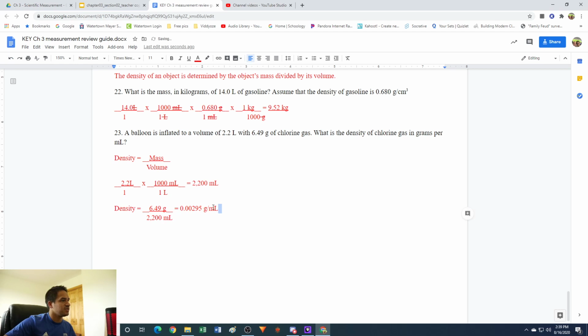2 sig figs would be 0.00, and then this 9 is going to round up to a 10, which will round the 2 up to a 3. So it'll be 0.0030 grams per milliliter. That is our final answer. That is the density that they are looking for.